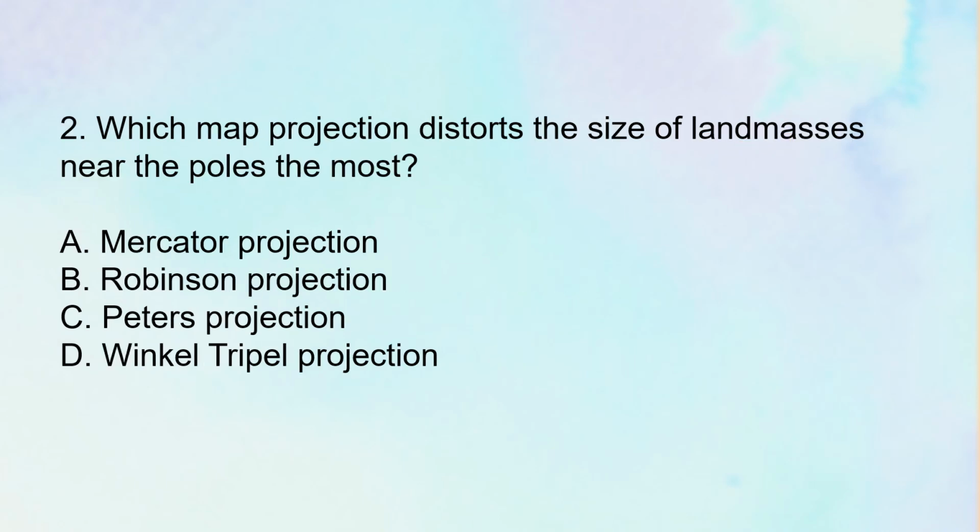Number two. Which map projection distorts the size of land masses near the poles the most? Letter A, Mercator projection. Letter B, Robinson projection. Letter C, Peters projection. Or letter D, Winkel-Tripel projection.